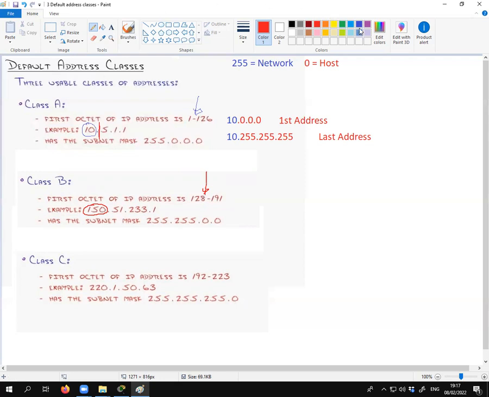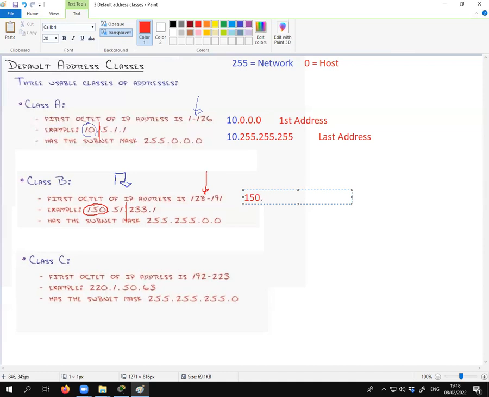So this PC or this host, 150.51.233.1. Where's our red line there? Where's our divider between the network part and the host part? Here, isn't it? Because the first two octets of the subnet mask represent the network. 255.255.0.0. Remember, 255 is the network, 0 is the host. So what network does this PC live in? 150.51.0.0.